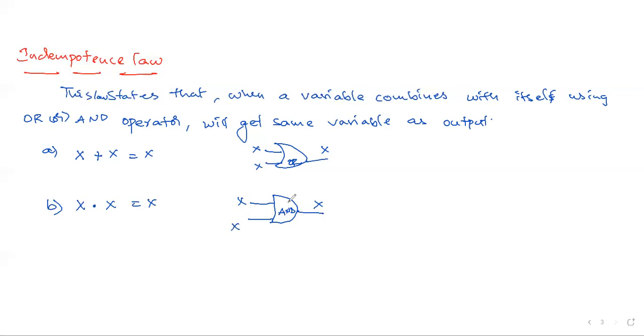This is the idempotence law statement, the most important one. When a variable is combined with itself with an OR or AND operator, and again we get the same variable as output, then that law will be considered as the idempotence law. We'll see the proof for that next.